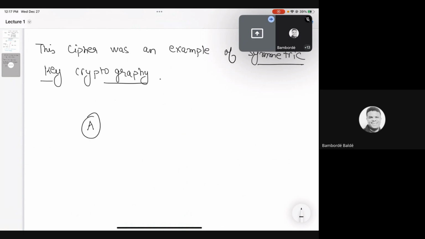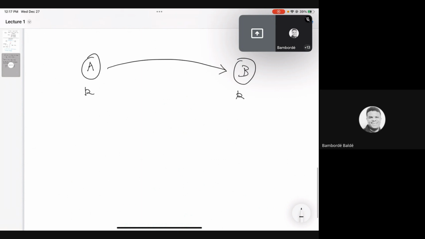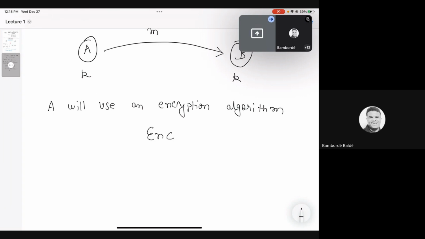Again, you have two parties, A and B, trying to communicate with each other. There is a secret key, let's say K, that both parties know. If the message is M, what will A do? A will use an encryption algorithm, let's call it ENC, that takes this message and this K and applies the encryption to create a ciphertext.